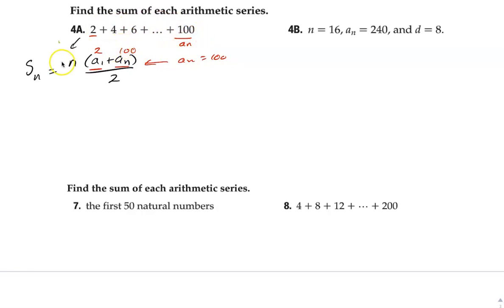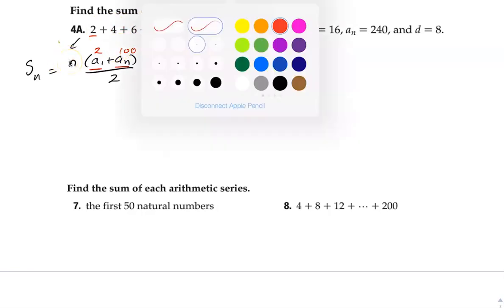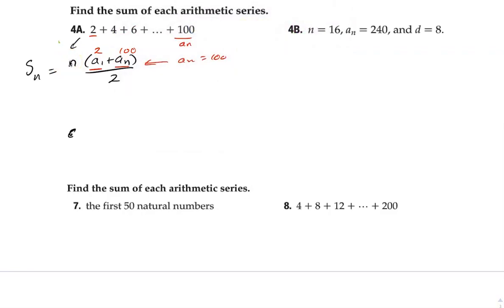Or if you're never sure, what did I say earlier? Go back to the original formula. an equals a1 plus n minus 1 times d, right? Anytime you're missing something, in this case I'm missing n, you go back to the original formula, plug in what you do know. Well, I know the first term is 2. I don't know what n is, but I know an is 100.